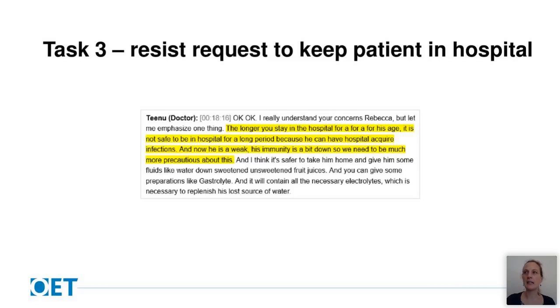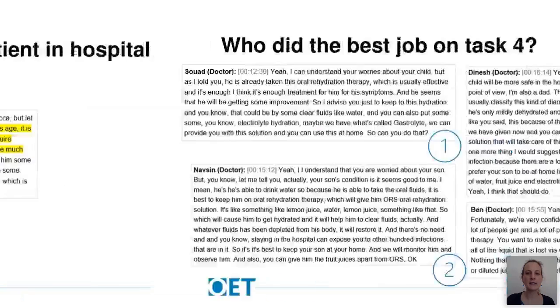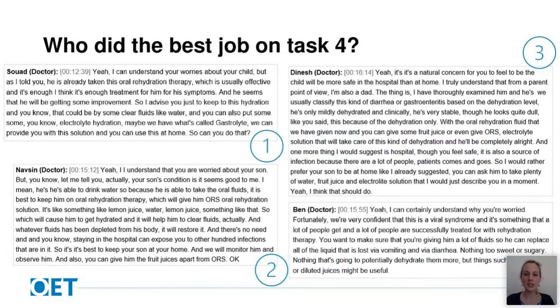The second part of task 4 was to advise the parent on hydration and appropriate clear fluid. So again, I'd like to hear from you in the chat box. Which of these 4 examples do you think was most successful at advising how to keep the son hydrated and what were the appropriate clear fluids? So let me know the one that you think is the best and why. So what do you think the doctor that you think was most successful did well?